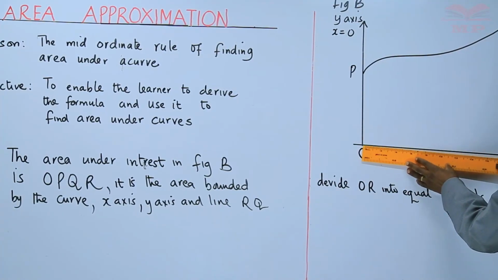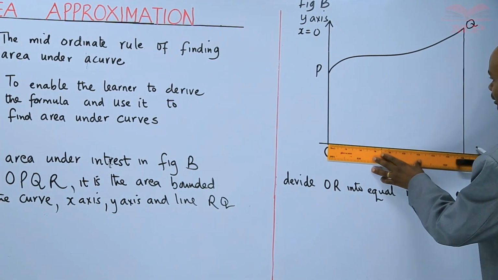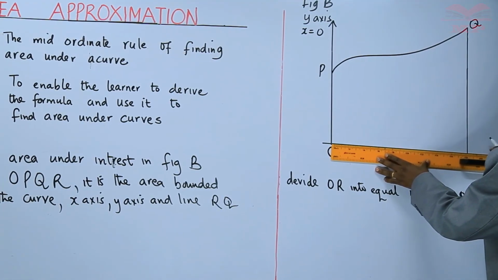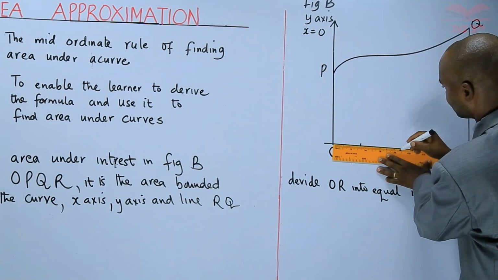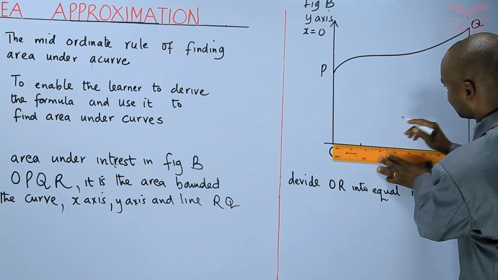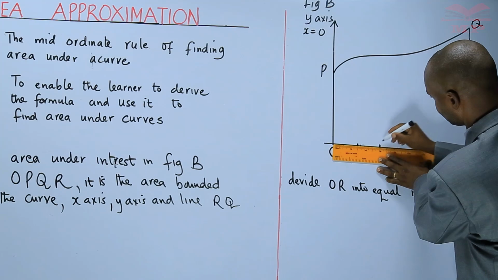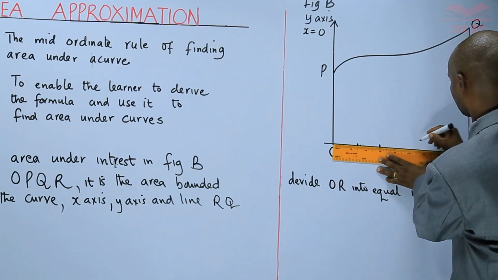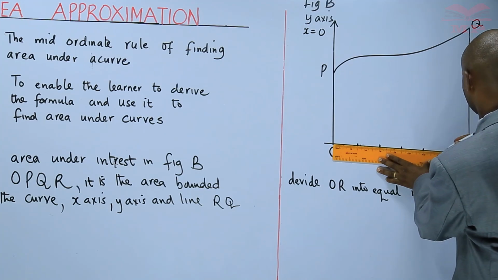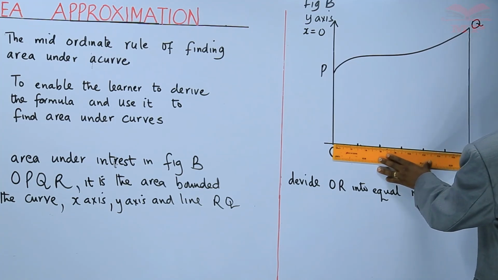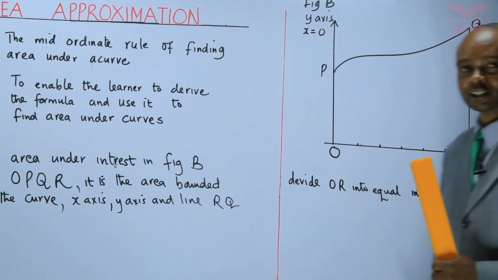Luckily, I have something like 18. So I can decide to divide using 3, 3. So 3, 6, 9, 12, 15. So that has given me 1, 2, 3, 4, 5, 6 equal intervals.